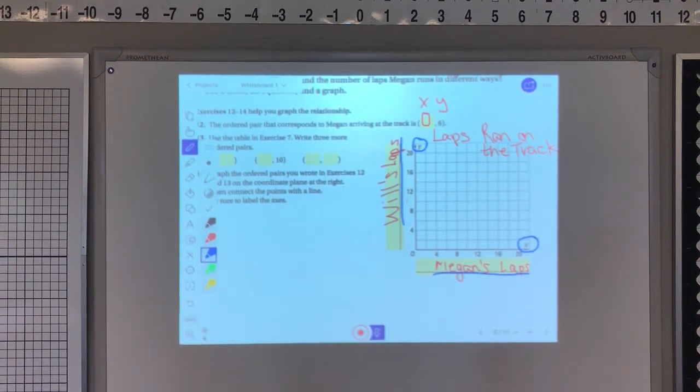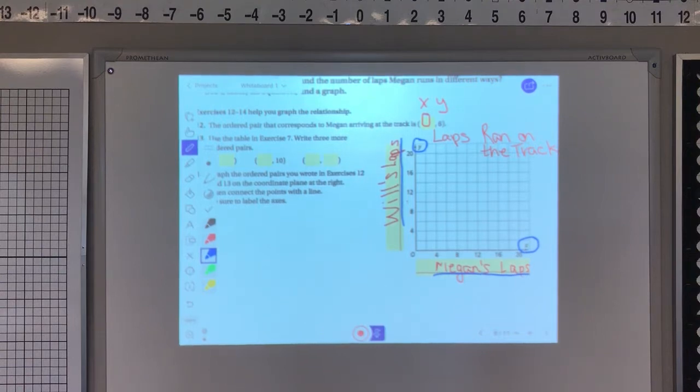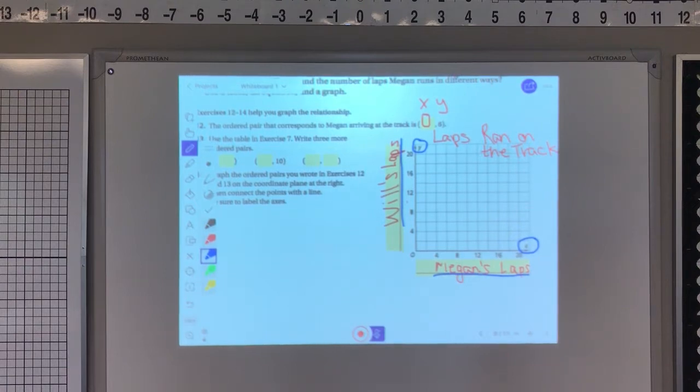Okay, and then also remember, every time you make a graph for a word problem, you should always talk about the title. And that title should include information that's not included in your x and y axis labels. Okay, so that's why it's laps ran on the track. Okay, so that first ordered pair that they give us when she arrives at the track is 0, 6.